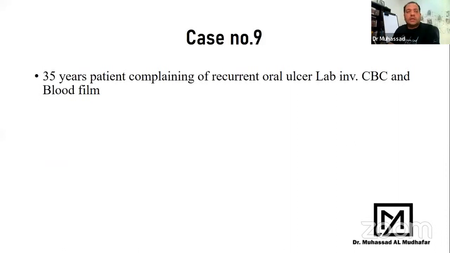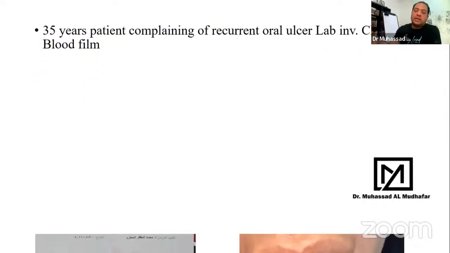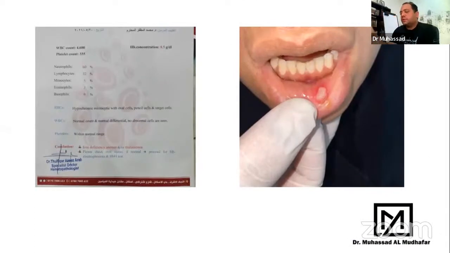Like in this case, a 35-year-old patient complaining of oral ulcer. Also the lab investigations: complete blood count and blood film. Any dentist can request a complete blood count and blood film. This oral ulcer case, the complete blood count and blood film show hypochromic RBCs, microcytic, small, and hypochromic with central pallor, pencil-shaped cells, white blood cells with normal count, and platelets with normal count.